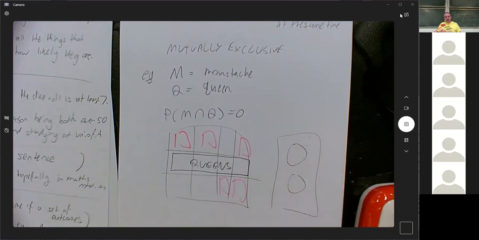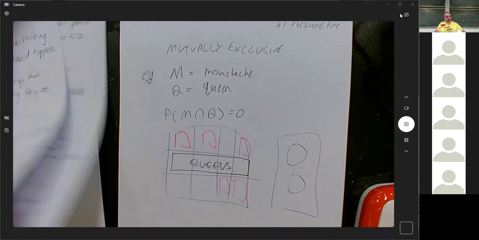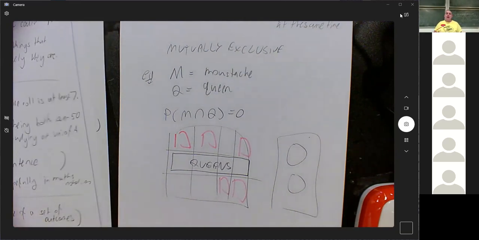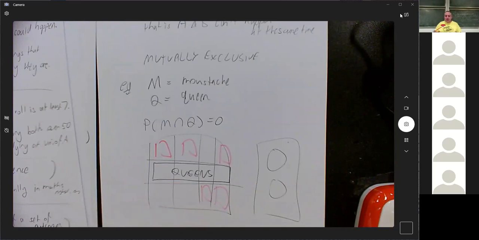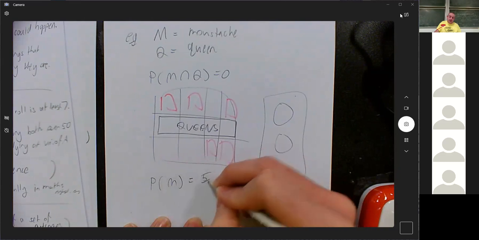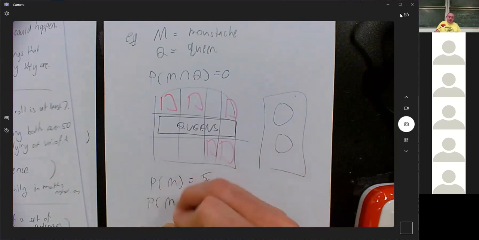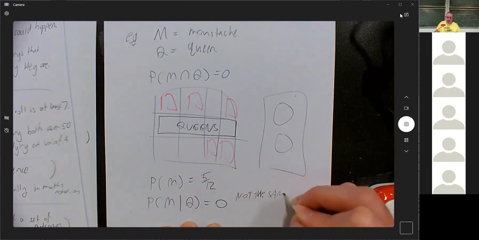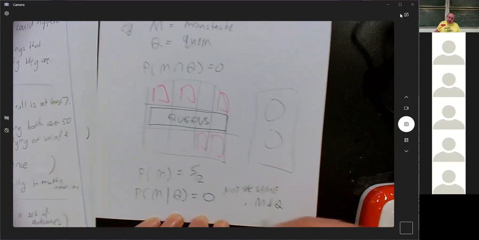And so if you can reason out that they can't happen at the same time, then that is what causes them to be mutually exclusive. And you're asking, how is that different from independent? Okay. Mutually exclusive means it is impossible for them to happen at the same time. So I'm just going to write an extra piece of information down here. The probability of having a moustache was 5 out of 12, right? The probability of having a moustache, given that you're a queen, is 0. It's impossible to have a moustache if you're a queen. And these are not the same. And therefore, M and queen are not independent.